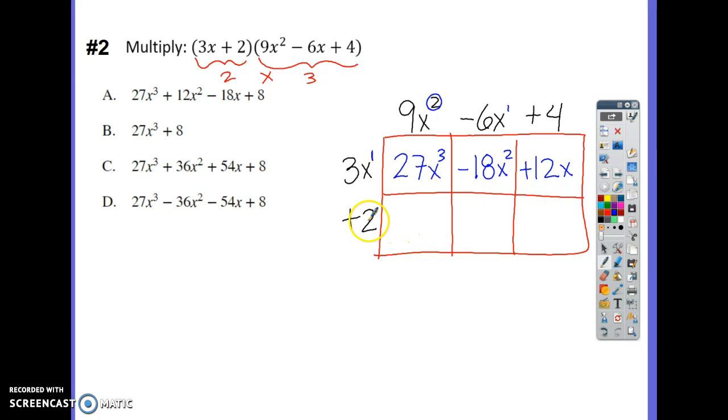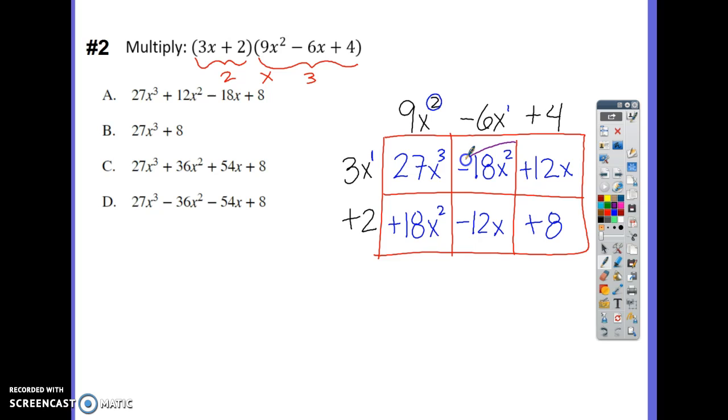Bottom left, 2 times 9, positive 18. How many x's do you see here? 2, x squared. And remember, the diagonals have to be the same. So if this one was x squared, this one has to be x squared. The same. Okay? The next box, 2 times negative 6, negative 12. How many x's? 1, and the diagonal had 1, so they have to be the same. And the last box, 2 times 4, positive 8.